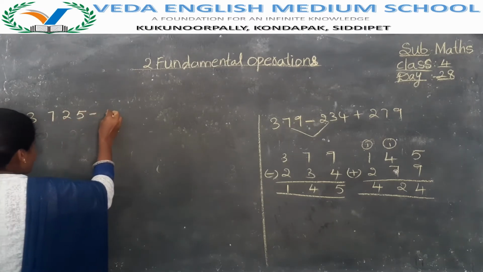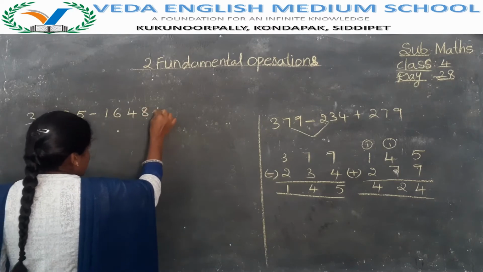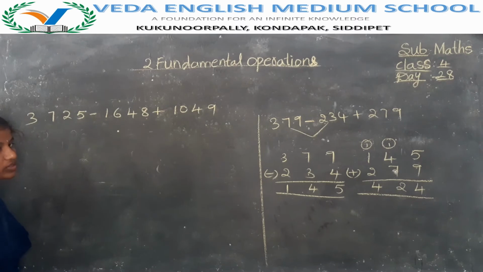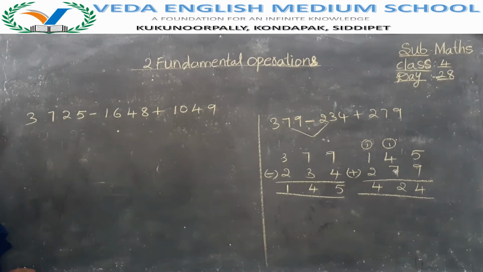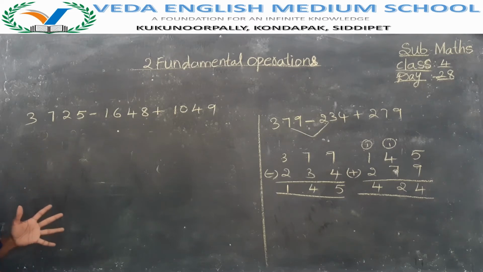(3,725) minus 1,648 plus 1049. Now for this it is a 4-digit number. Up to now we have learned how to do addition and subtraction. That means we have learned how to do it for 3-digit numbers. Now I have written here 4-digit numbers. Now how to do addition and subtraction for 4-digit numbers.